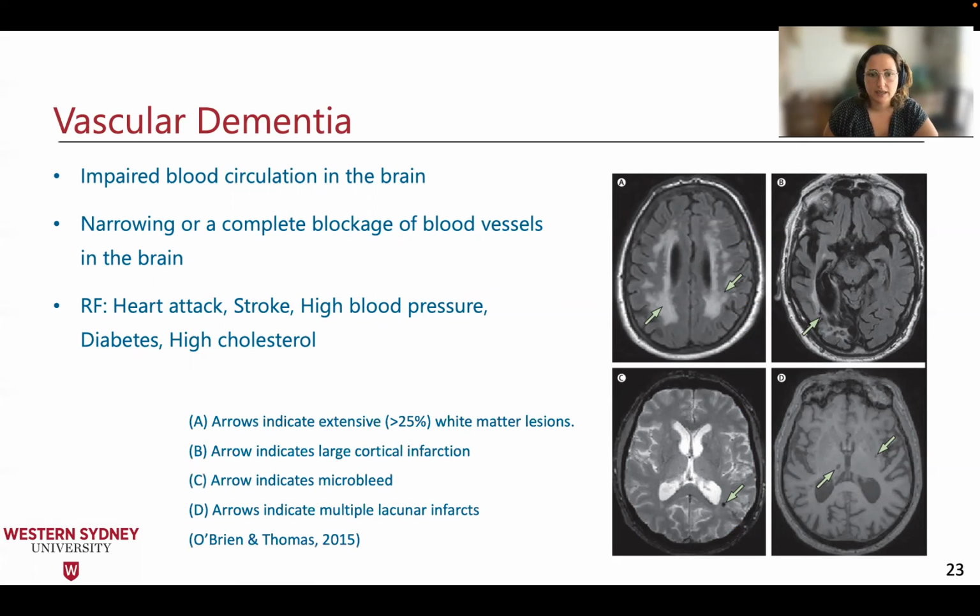But in the right-hand side image here, we can see that, for example, in our A image, there are a lot of what are known as white matter lesions, pointed out by the arrows here. So that is issues in those areas. The arrows also indicate large cortical infarction, which is basically cell death from issues that occur with blood supply.